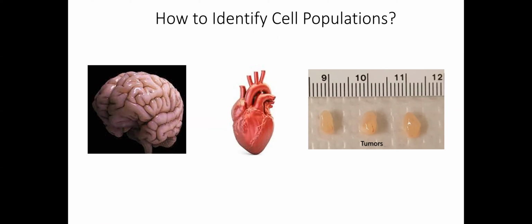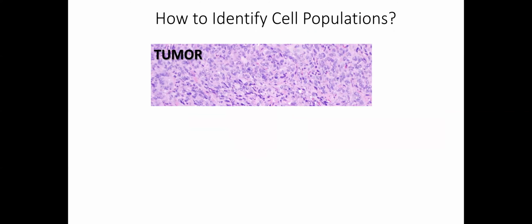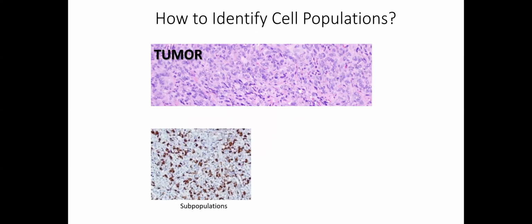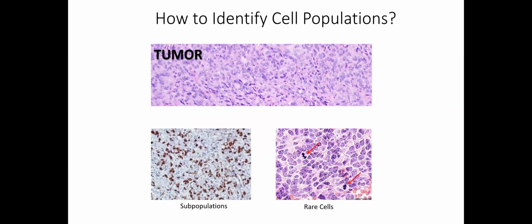One of particular interest to me is tumors, where we can really look at homogeneous looking tumors. However, if we look under the microscope, again, the tissues can look very similar, but using special stains, we can identify various subpopulations or very rare cells. This is exemplified here in this very simple model of a 3-cell tissue.